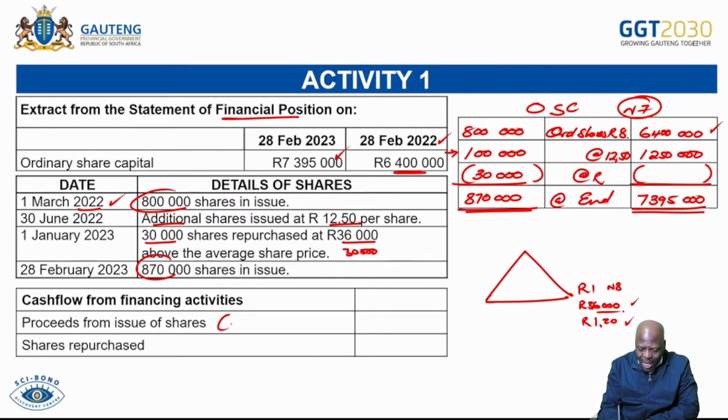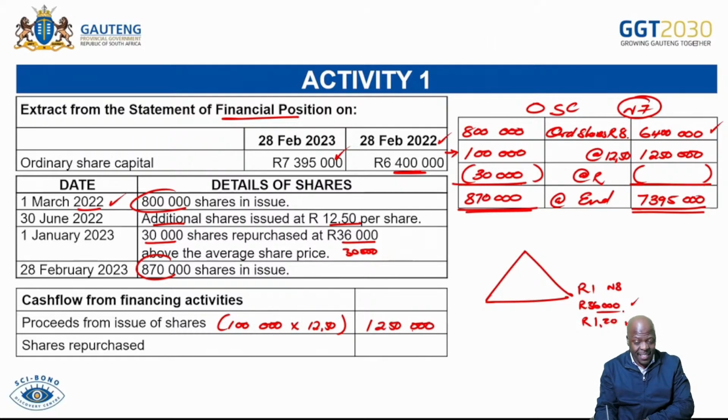We issued 100,000 and we issued them at 12 rand 50. That means we have received 1,250,000 like that. That is what it means. Now, let's come to the repurchase. So this one becomes very easy then.